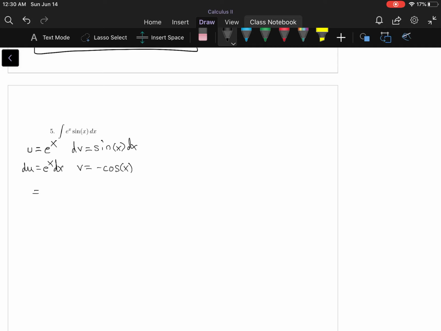So after one round of integration by parts, this is going to give us u times v, which is negative e to the x cosine of x, minus the integral of v du, which is going to be negative e to the x. I'm going to bring the negative sign out to get plus e to the x cosine of x dx.